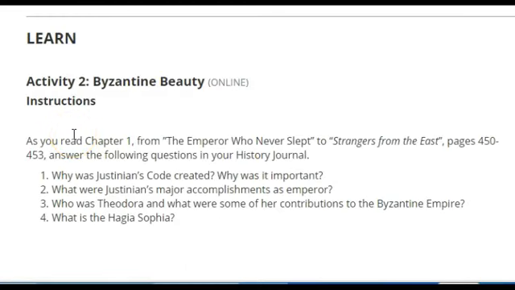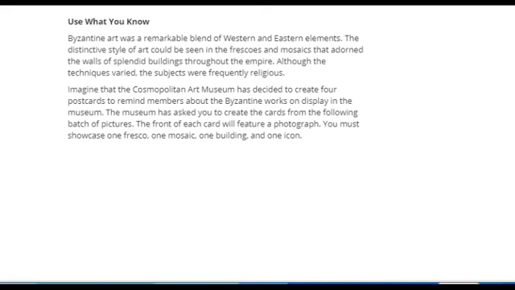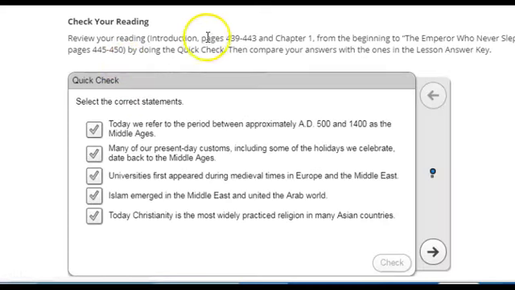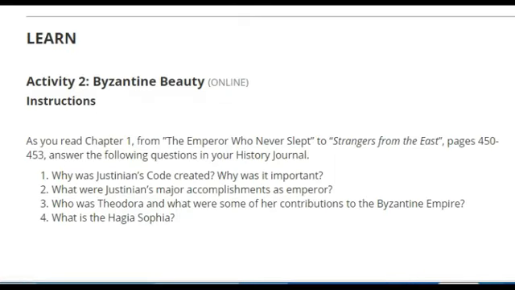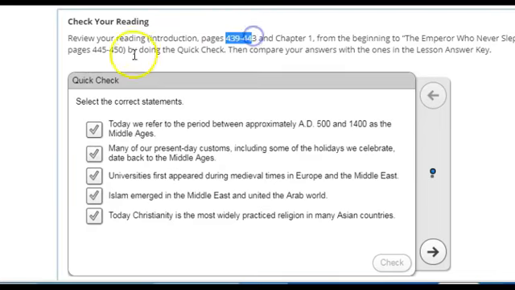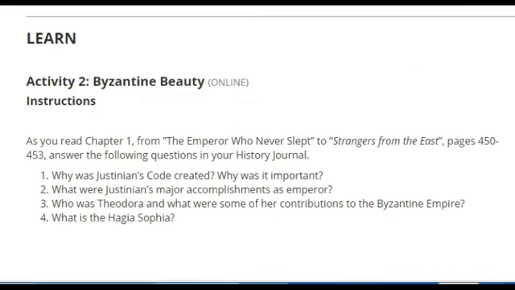It tells us to read today. So this was, I'm going to go back one screen here. Check your reading. So 439 to 450 is what we're checking on. And then activity 2 is going to have you continue reading pages 450 to 453. Okay, so review 439 up to that point, and then 450 to 453 is the additional reading that you will complete today. As you read that, ask yourself these questions.